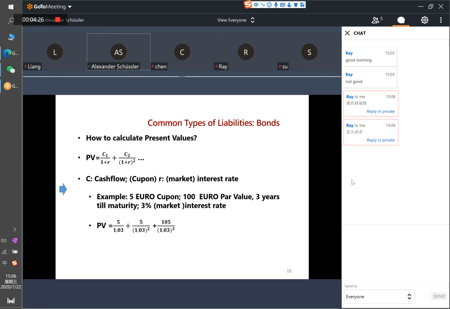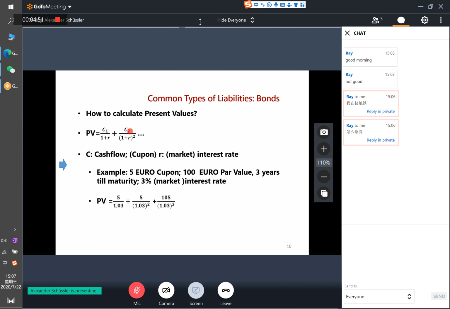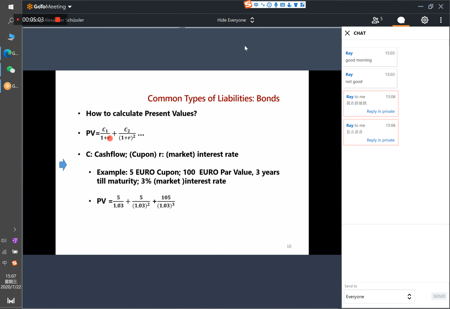So here, this is the formula for how to calculate a present value. This is very general. You take the cash flows and discount them to the present. C stands for cash flow: cash flow in year 1, cash flow in year 2, and R is the discount rate. The discount rate, in our case when we're talking about bonds, is the market interest rate.